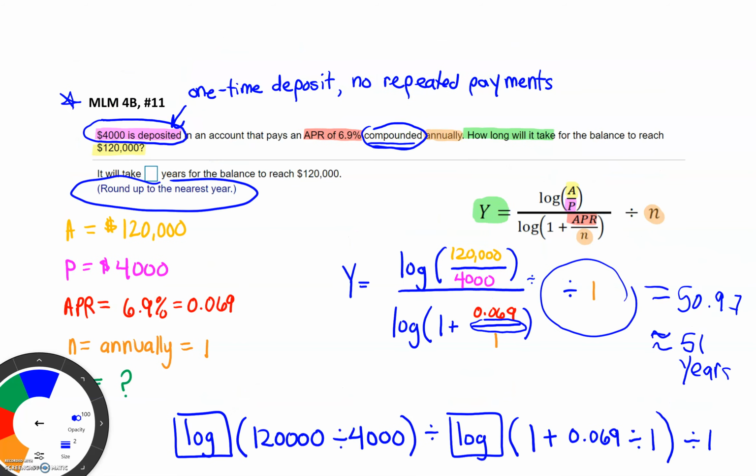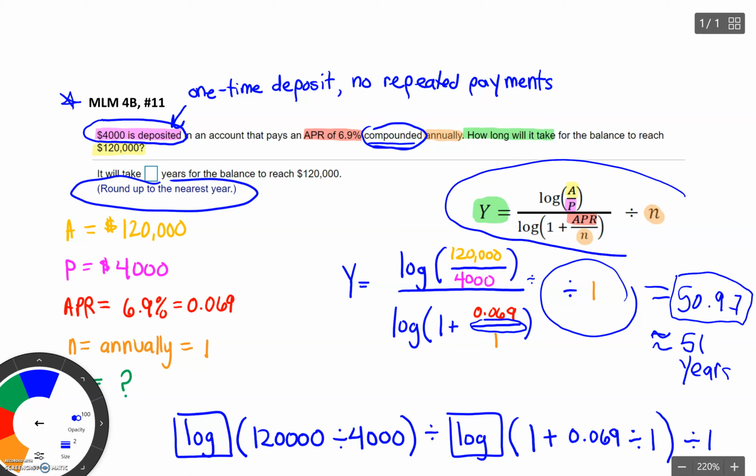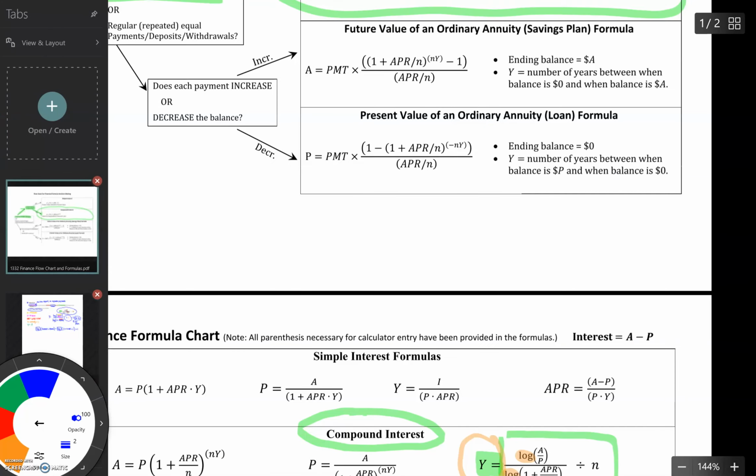Oh, wait, you know what I might mention? There's an easy way to check this answer. Since the time formula, the years formula, is so tricky to use with those logs, now that you know the time, you could go back and use one of the easier formulas and use this amount of years, 50.97, and see if you get close to the final amount. Like, for example, let me just pick out another formula real quick.